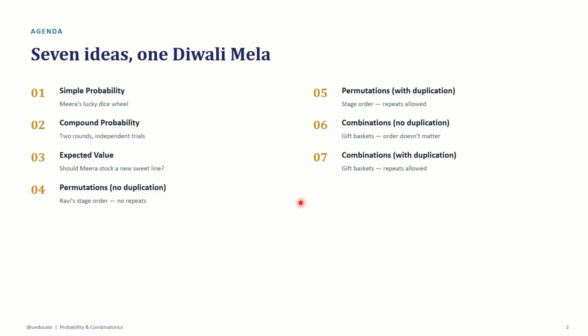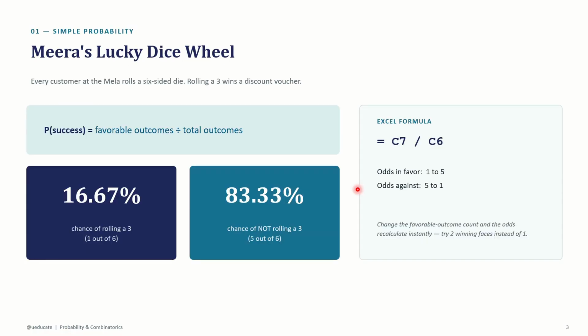Our roadmap is 7 ideas, each tied to something happening at Mira's Mela stall. And these are the 7 ideas: simple probability, compound probability, expected value, permutations with and without duplication, combinations with or without duplication. Each one builds on the last, so stick with me. Even if a term sounds unfamiliar, we will ground every formula in something you can picture.